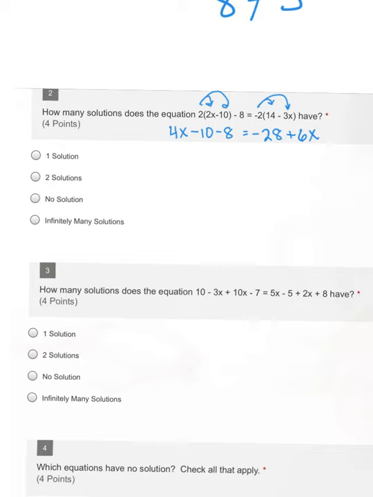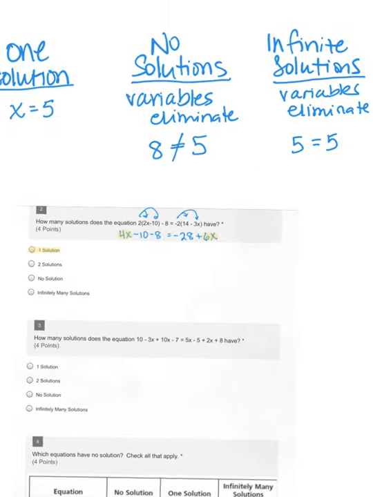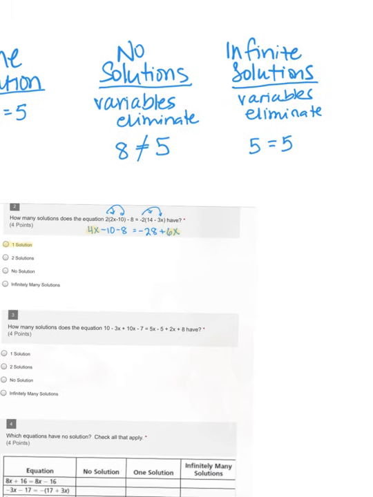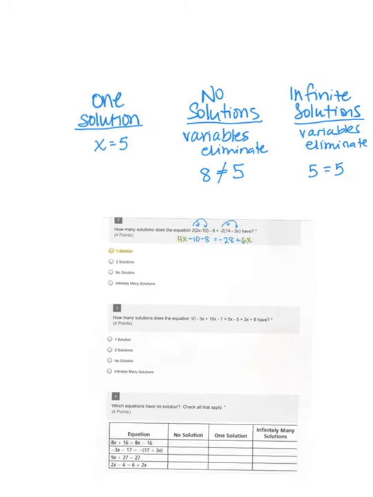And I can tell that my variables are not going to eliminate. They're different. When I subtract 4x, that's going to leave me with 2x. That's not eliminating. So I know, based simply on that, the answer here is going to have to be one solution. Wasn't that easy? All I had to do is distribute, and I'm done. Because look, for no solution and infinite solutions, the variables have to eliminate. So if they don't eliminate, it must be one solution.